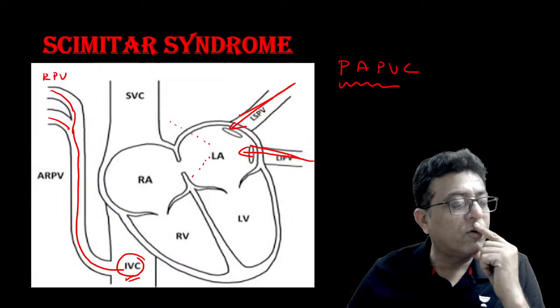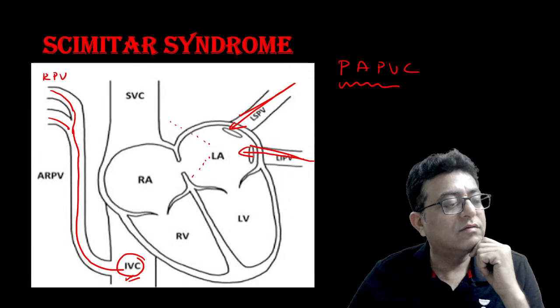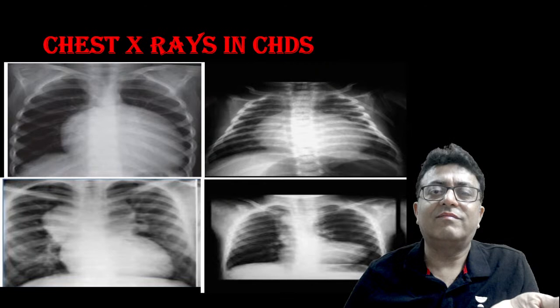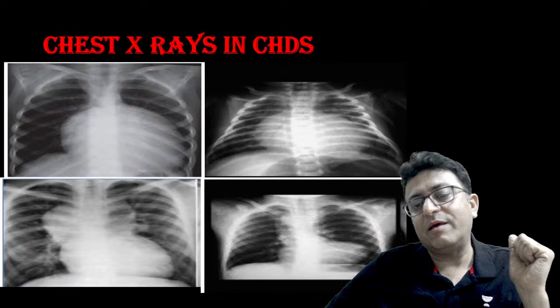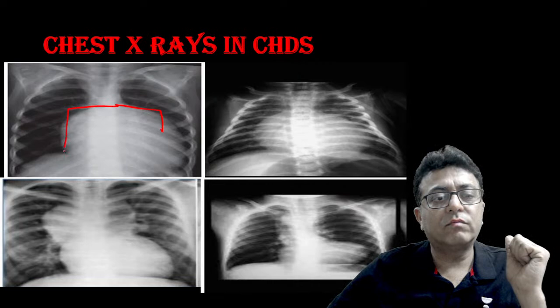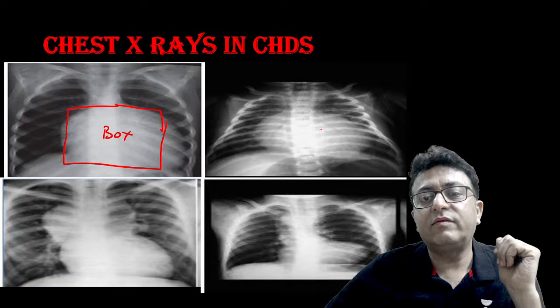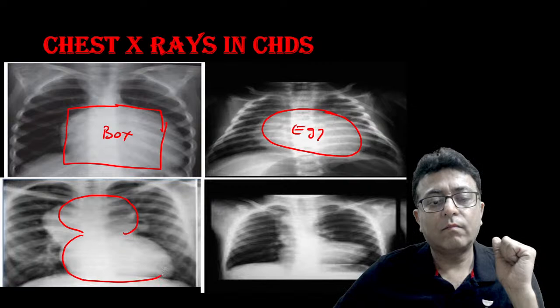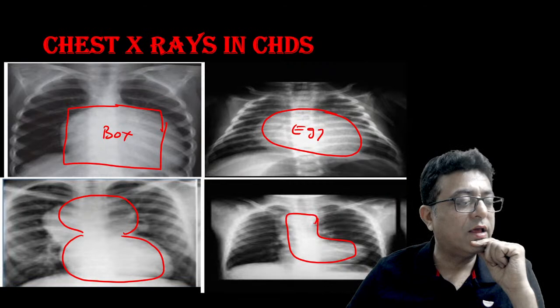Hypochloremic metabolic alkalosis, pyloric stenosis. Yes. X-ray and CHD, universal question. You can't ignore this picture. This AIMS exam, TAPVC X-ray, figure of 8. So, what is this appearance? You find a box-shaped heart. This is egg on side appearance. This is figure of 8. And this is boot-shaped. Clear?